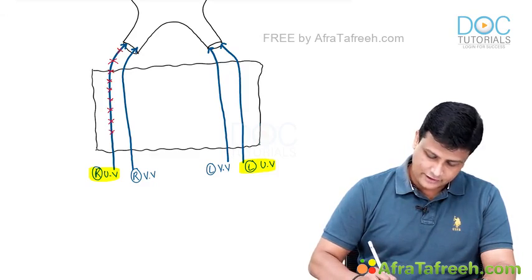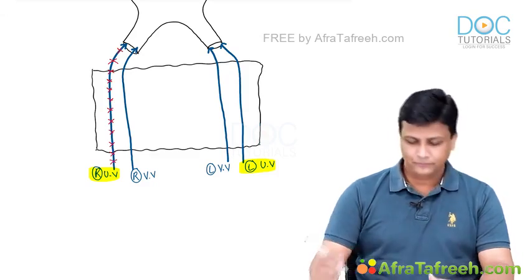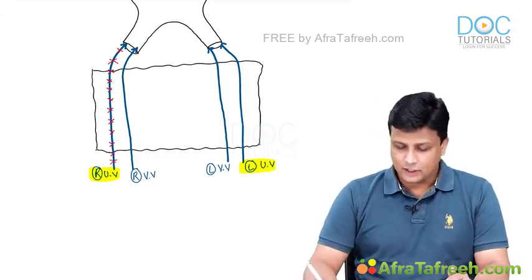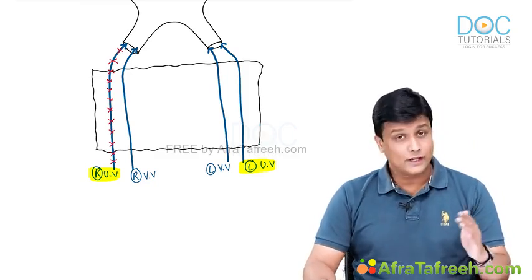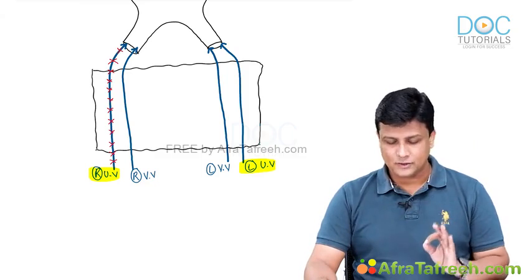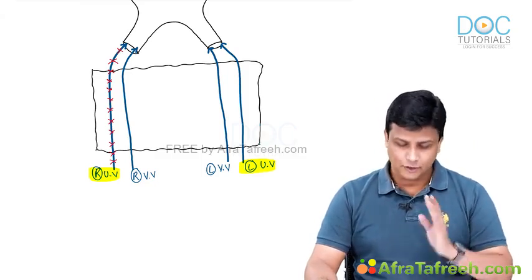Not even a remnant of that is left there. It is gone. The only thing which is left right now is the left umbilical vein. And you have to follow actually in the same sequence. First thing what is going to happen? Right umbilical vein is gone.